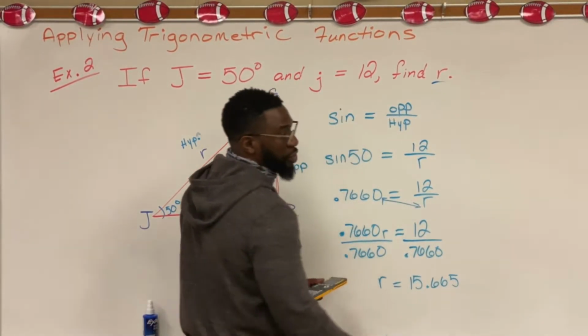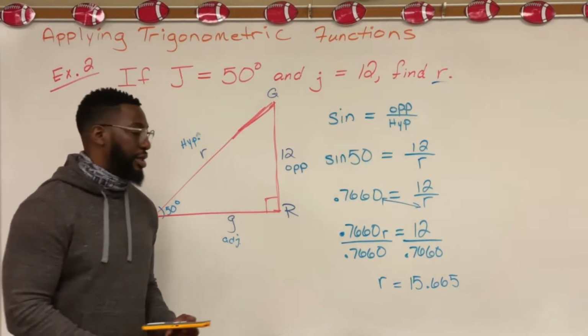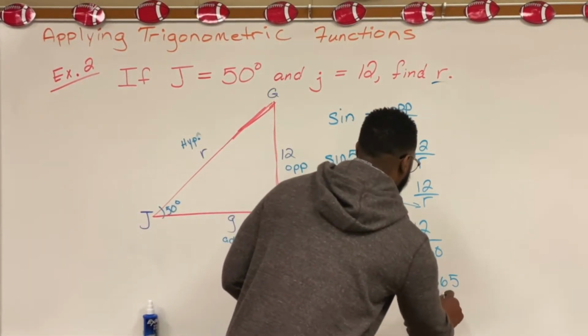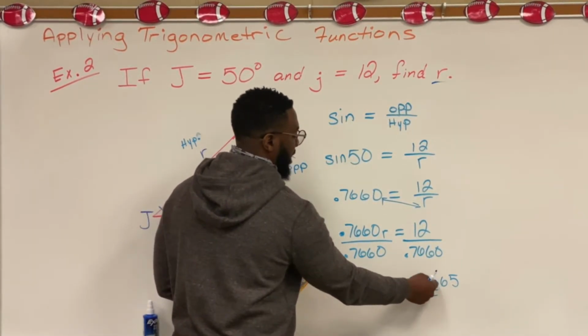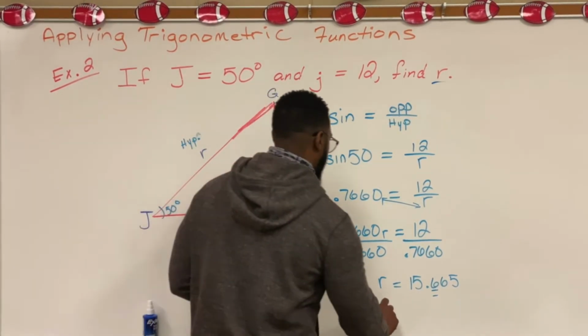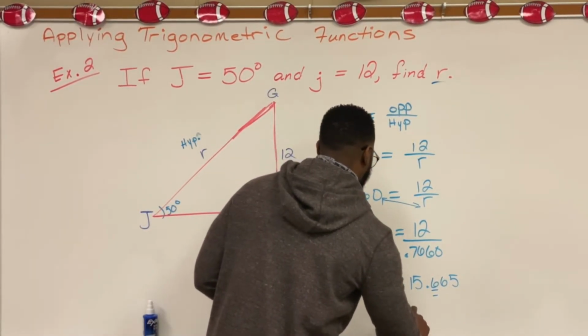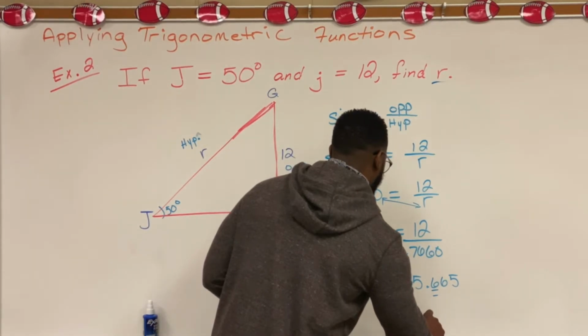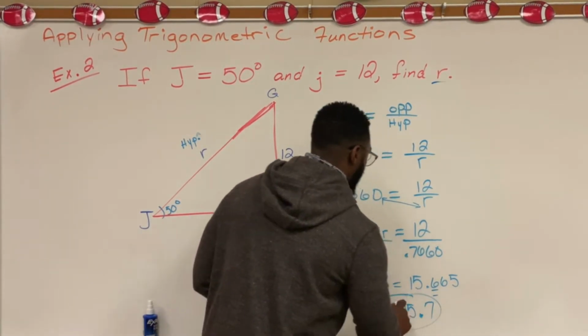But what you have to do is round it to the nearest tenth, right? This is the tenth place. The number behind it is 6, so we round it up. R equals 15.7.